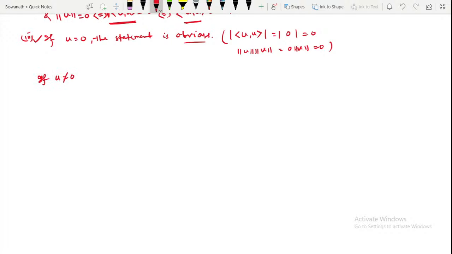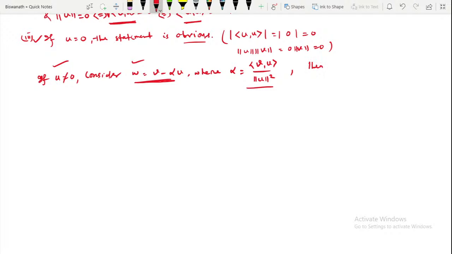If u is not equal to 0, then consider w equal to v minus alpha u, where alpha is equal to the inner product of v comma u divided by norm u squared. Okay. So if u is not equal to 0, consider another vector w, let it be v minus alpha u, where alpha equals this.